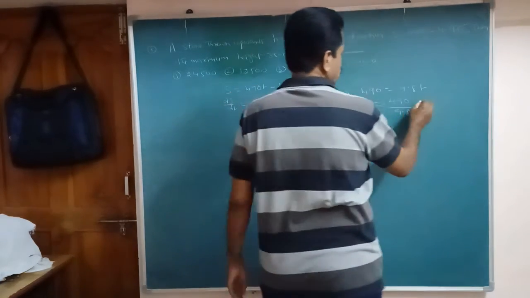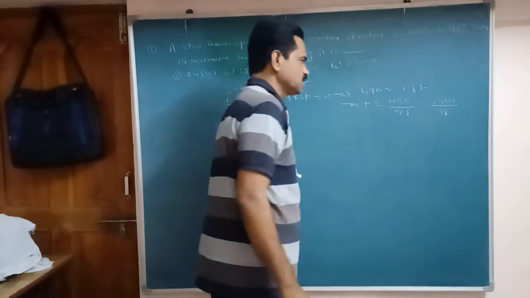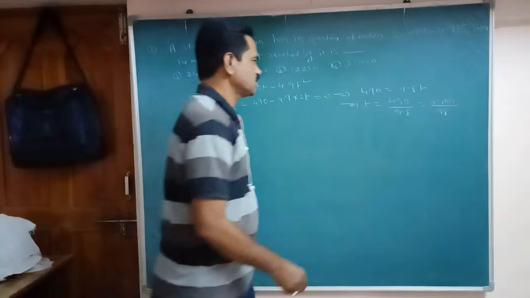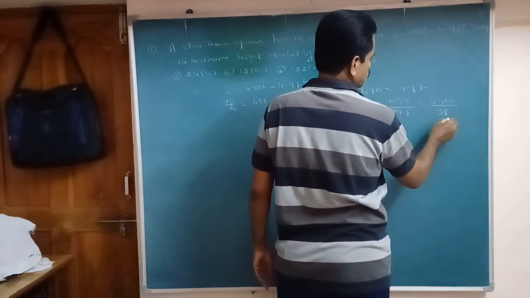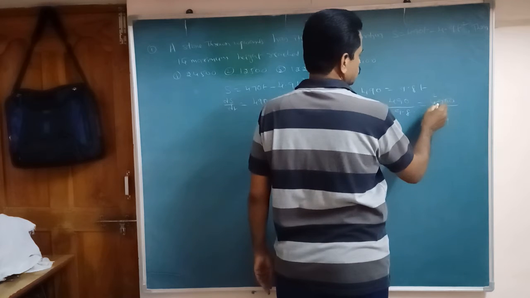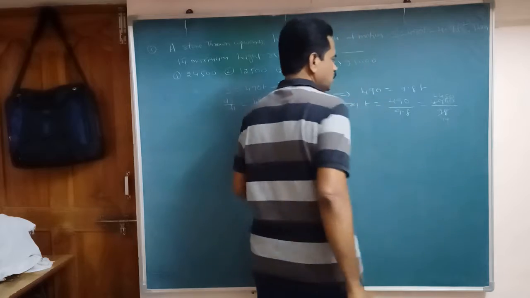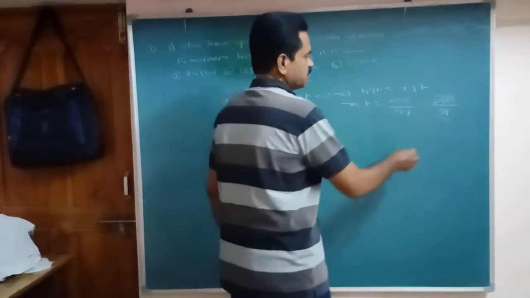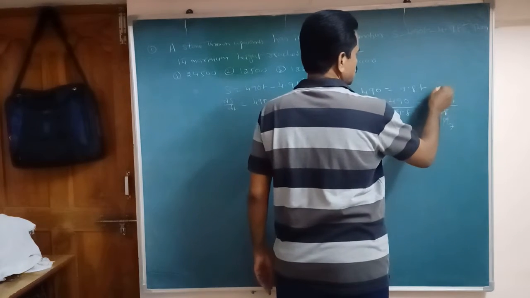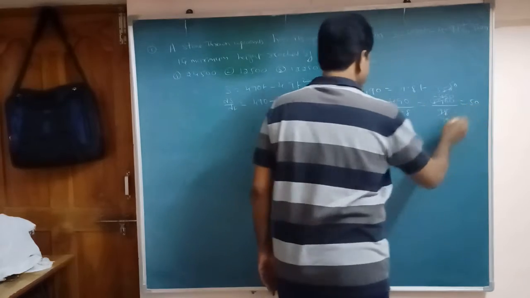Then t equal to 490 by 9.8, so that equal to 4900 by 98. How many times does 98 cancel here? 2450, next 50. So here t equal to 50.